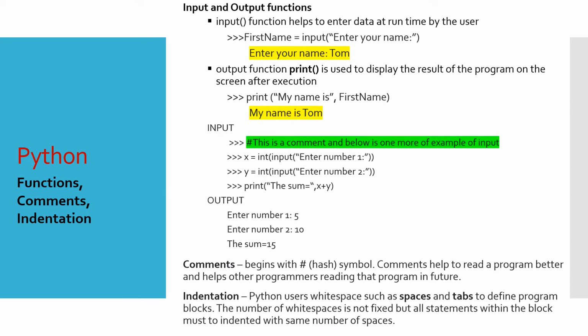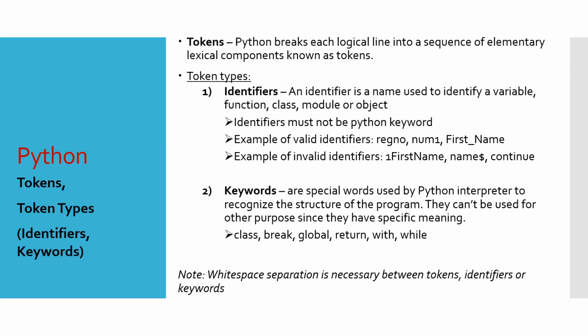All right, let me move on to the next one. We are going to see more about tokens and token types. Tokens are nothing but this: each logical line in a Python program is broken into a sequence of elementary components known as tokens.